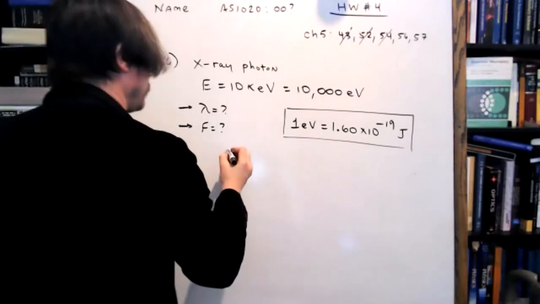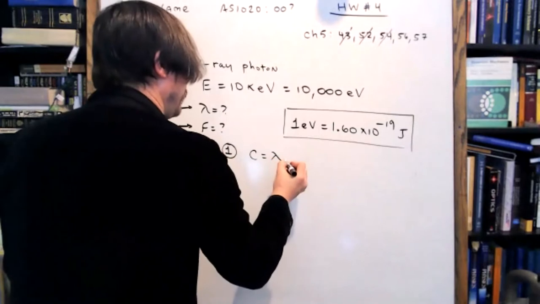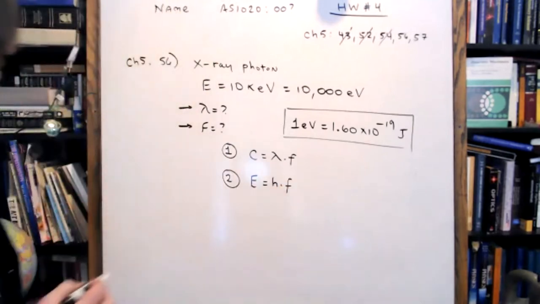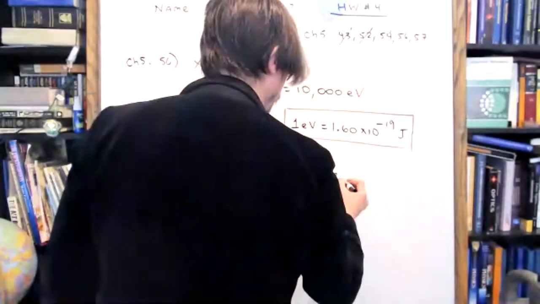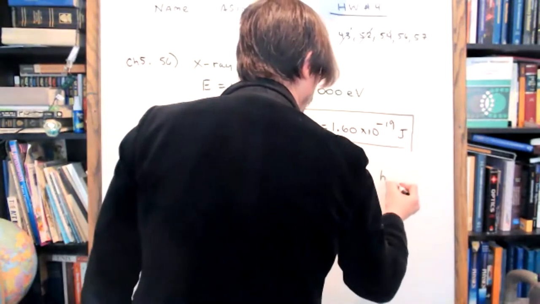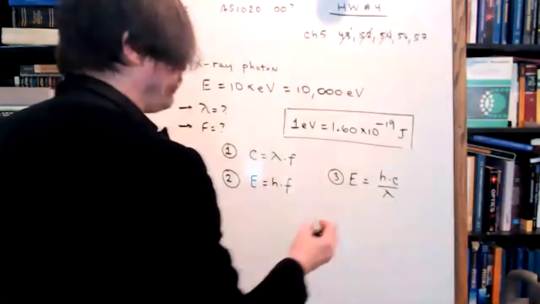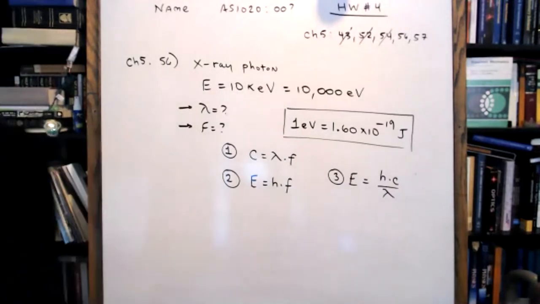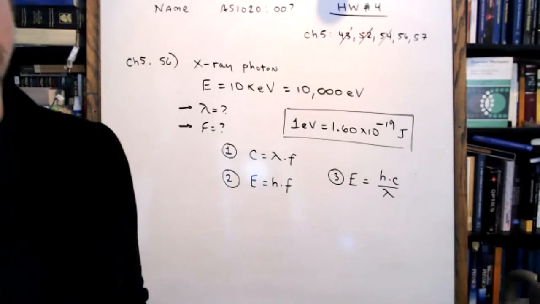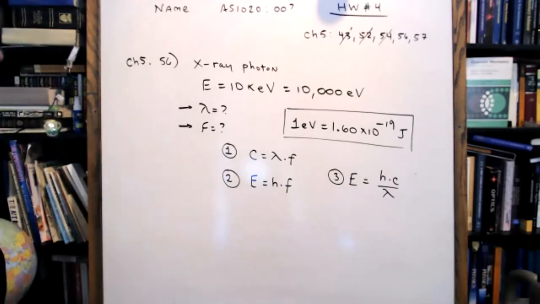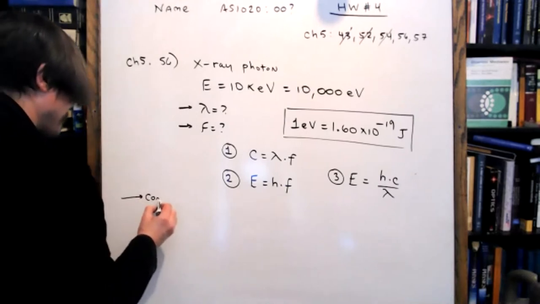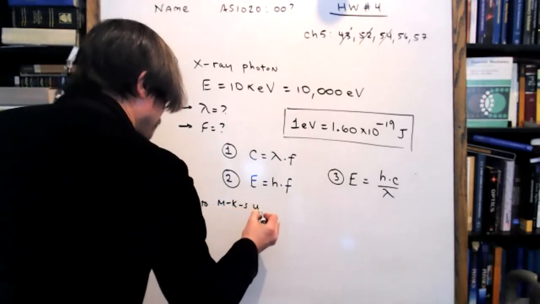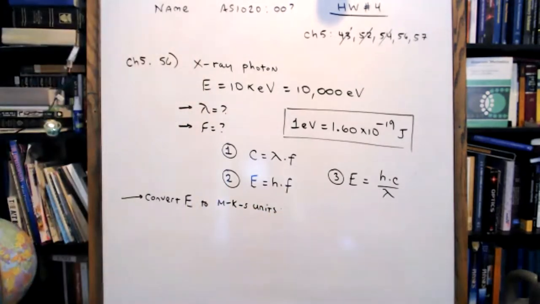But first, let's look at our three formulas again. Formula one is the speed of light is wavelength times frequency. Formula two is the energy of a photon is Planck's constant times frequency. And there's a third formula, also for the energy of a photon, which is the energy of a photon is Planck's constant times the speed of light over the wavelength. First, we got to convert our energy to MKS units, because these formulas all require MKS units.